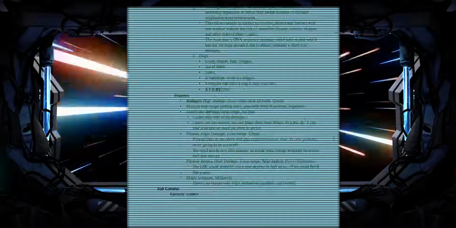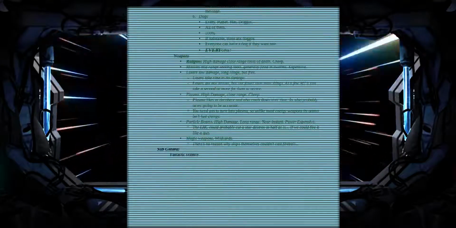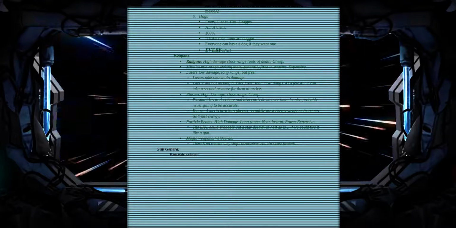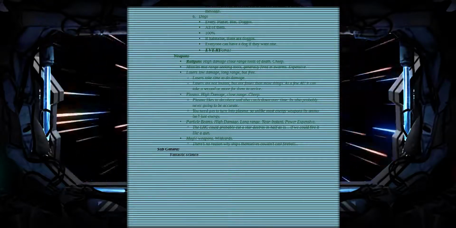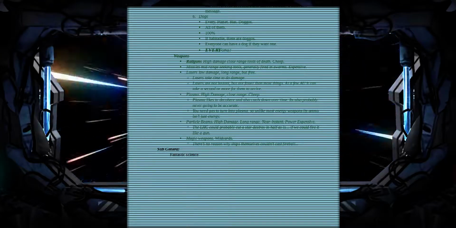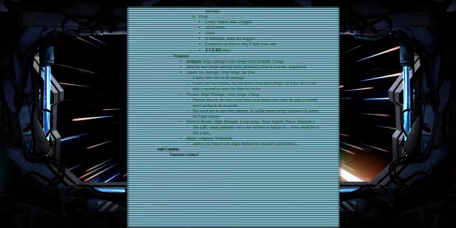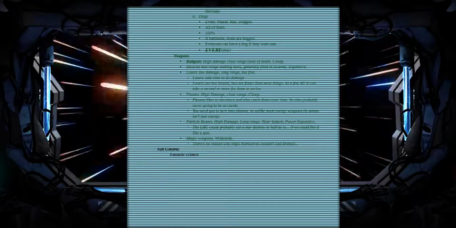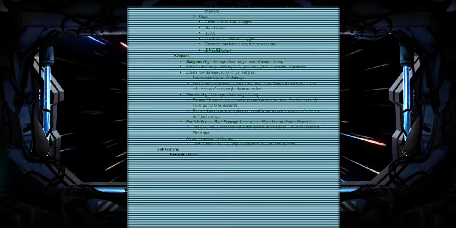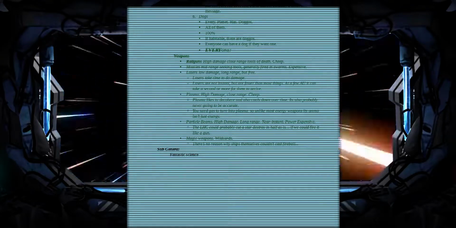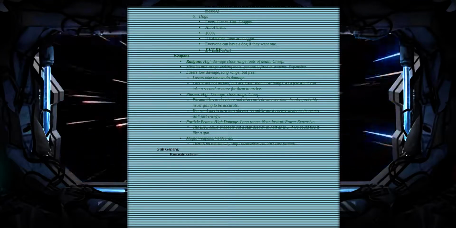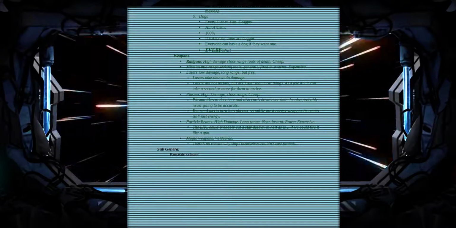Moving on to weapons. Railguns. In this universe, they're going to be high damage, close range tools of death, cheap to use and cheap to fire. Missiles, they're mid range, they seek stuff, generally fired in swarms, expensive. Lasers, low damage, long range, but free. Lasers take time to do damage in real life after all, so they wouldn't do too much damage very quickly. And lasers are also not instant, they're just light speed, so after a few AUs, you can dodge a laser. It does take time for them to move.